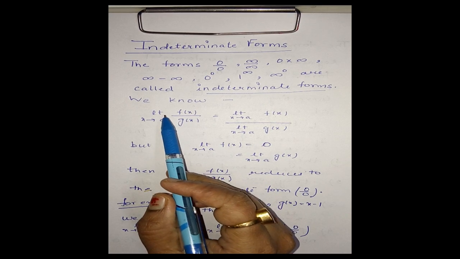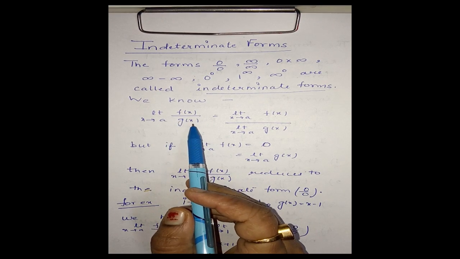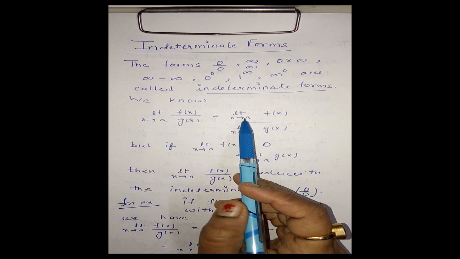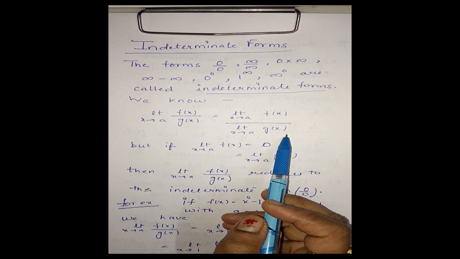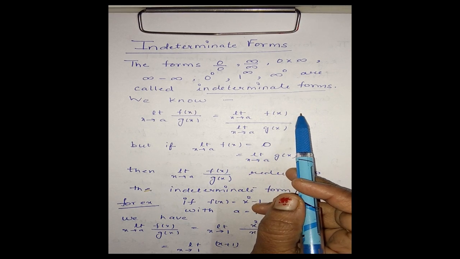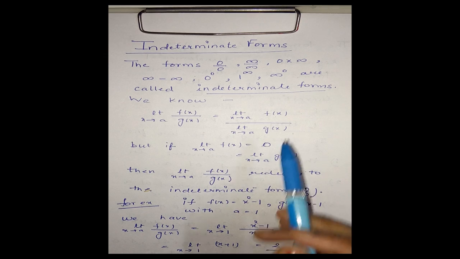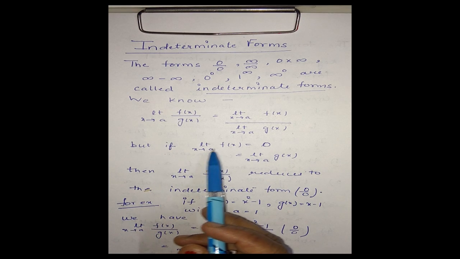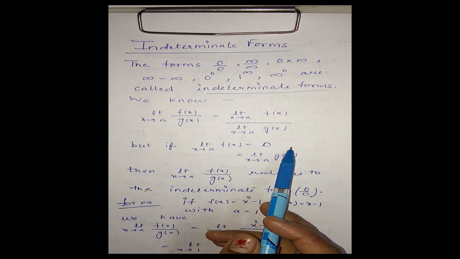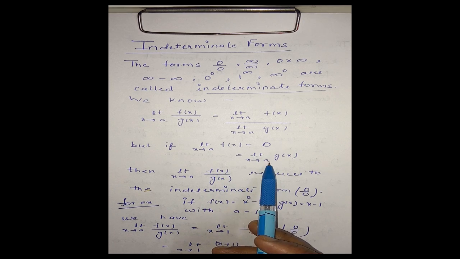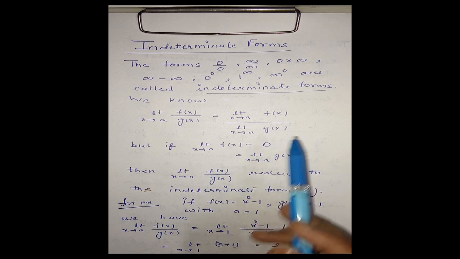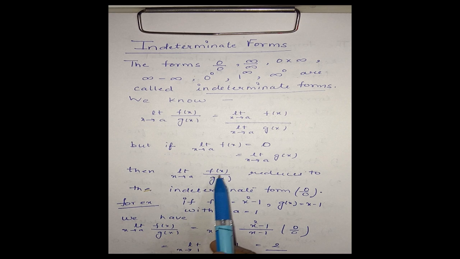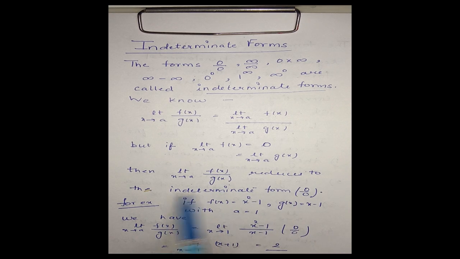Since here we know limit x tending to a f of x divided by g of x is equal to limit x tending to a f of x divided by limit x tending to a g of x, taking limits in numerator and taking limit in denominator. But if limit x tending to a f of x is 0 and as well as limit x tending to a g of x is also equal to 0, meaning both the limits of numerator and denominator are 0, then limit x tending to a f of x by g of x reduces to the indeterminate form 0 by 0.